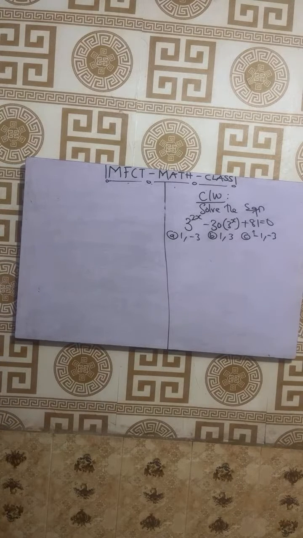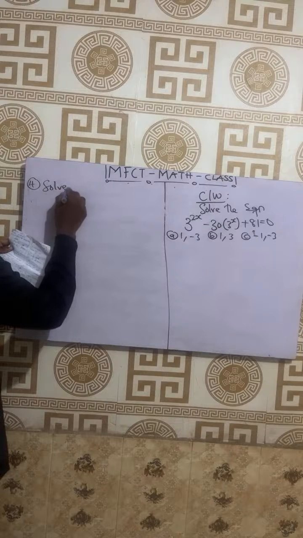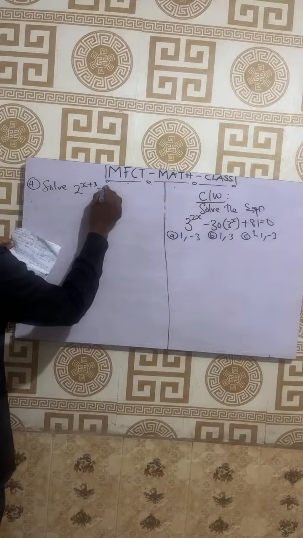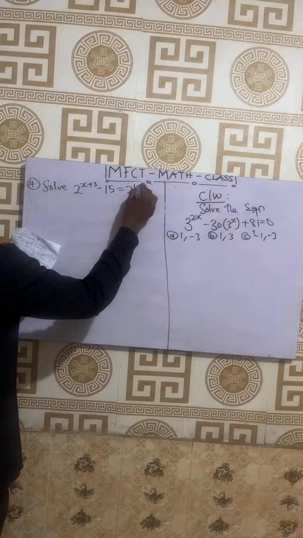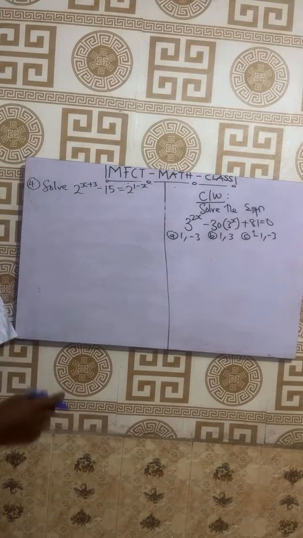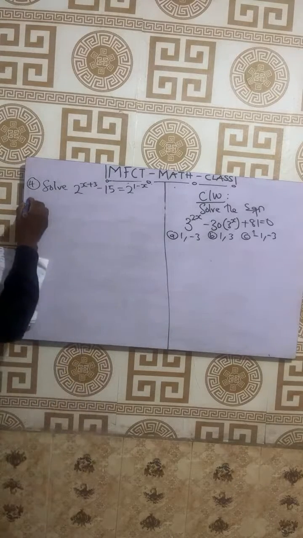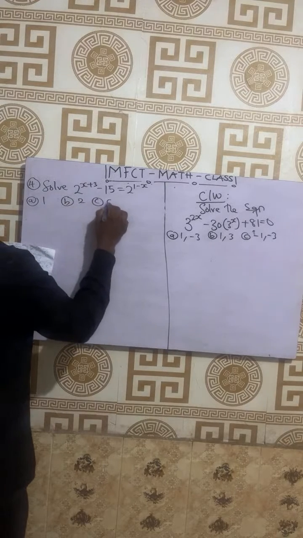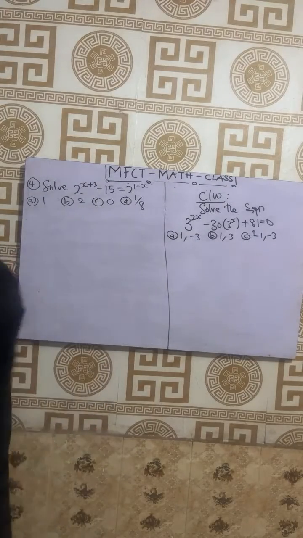So another example I have here is question 4. Solve 2 raised to power x plus 3 minus 15 equals 2 raised to power 1 minus x. I am to solve this expression. I don't want to use the long method. So option A 1, option B 2, option C 0, option D 1 over 8. So I don't want to use a long method. I just want to use my trick in getting my answer.